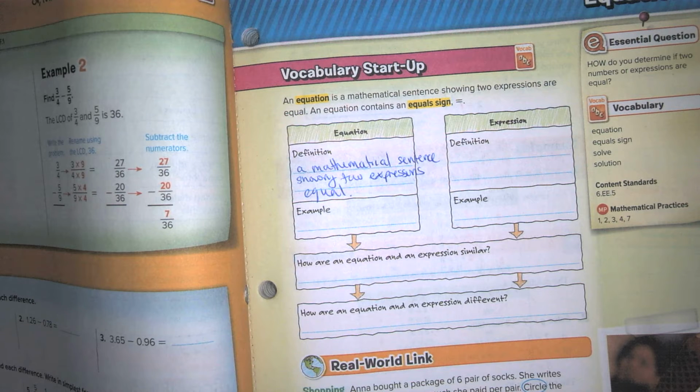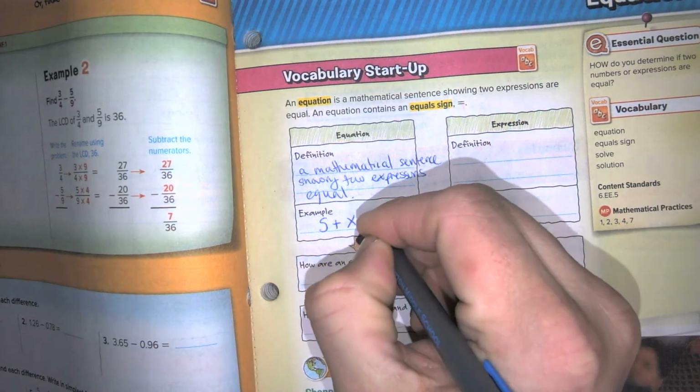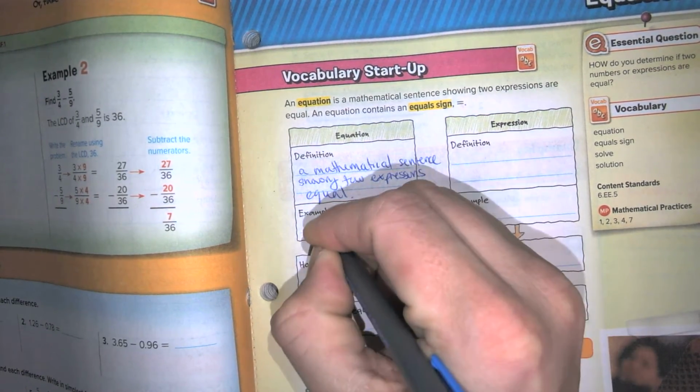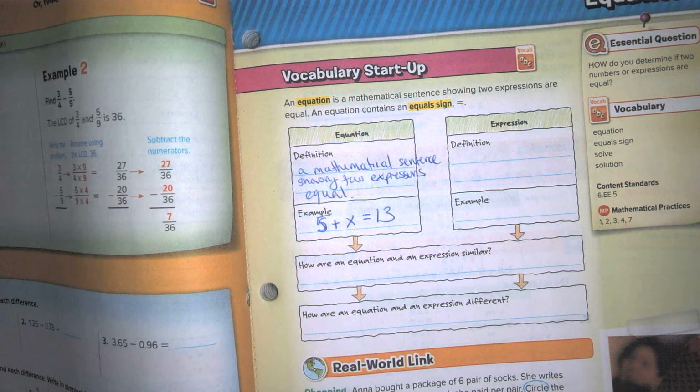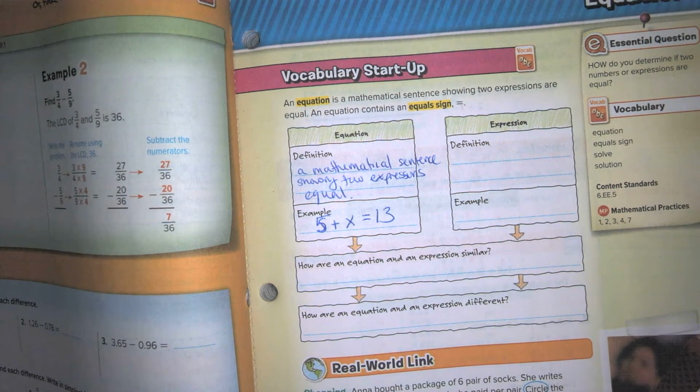So an example of an equation is like this. 5 plus x equals 13. What is that? 5 plus x equals 13. So x equals 13. It's the first sentence of the page, like I said.